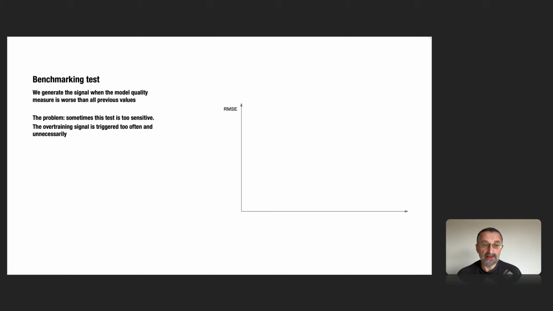So the problem is that sometimes this test is too sensitive and the retraining signal is triggered too often and unnecessarily. So for example, now I changed the example from binary classification to regression using root mean square error measure. In that case, the higher the value of the error, the worse. So as you can see, in that sequence of measurements of the RMSE over time, we would have generated the retraining signal in that case.